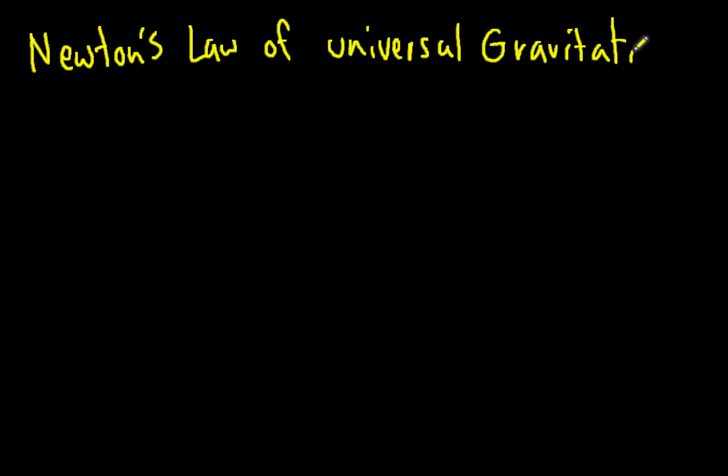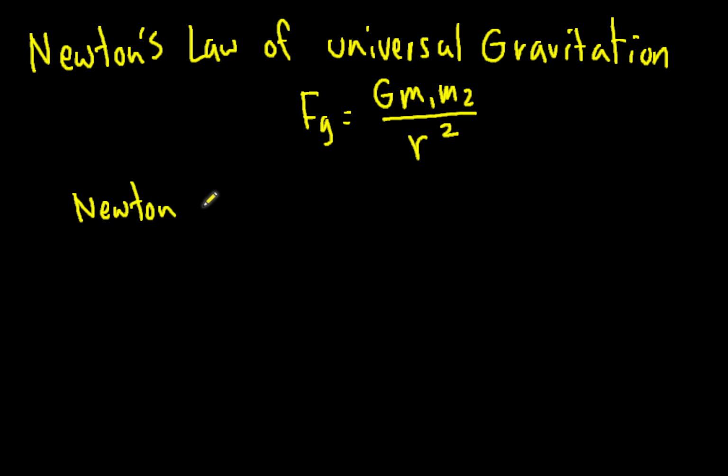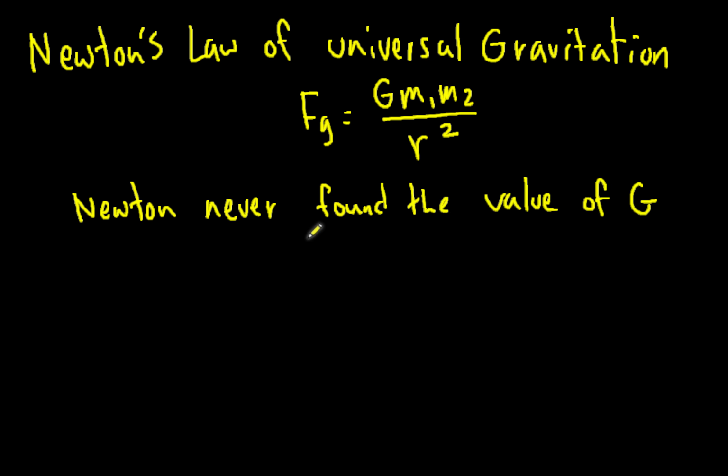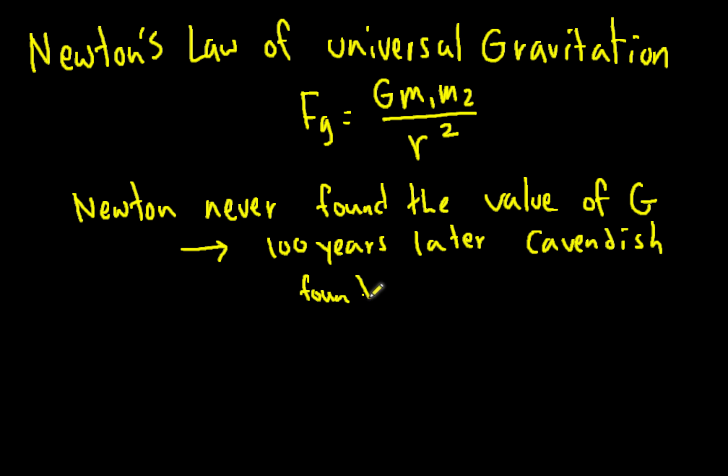In the last video, we learned about Newton's law of universal gravitation. This is shown by the formula Fg equals G m1 m2 divided by r squared. Newton never actually found the value of G, so he was never able to use his formula completely because he never knew what G was. 100 years later, Cavendish found a value for G.